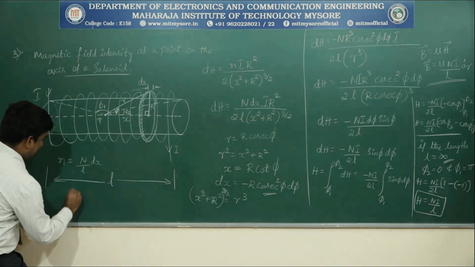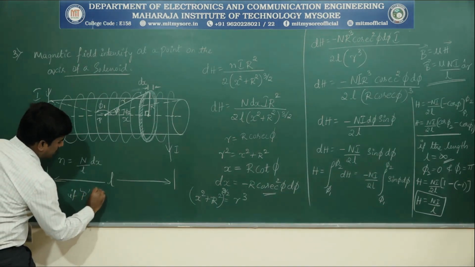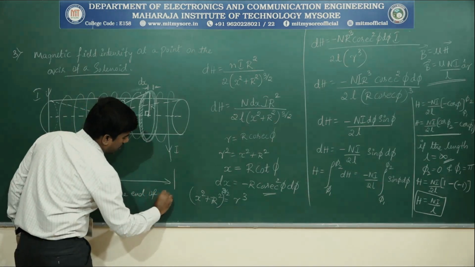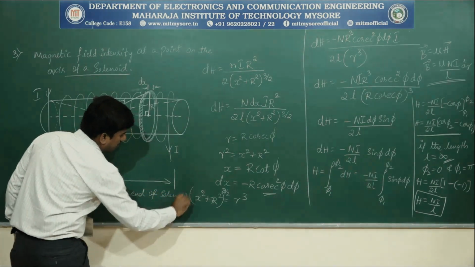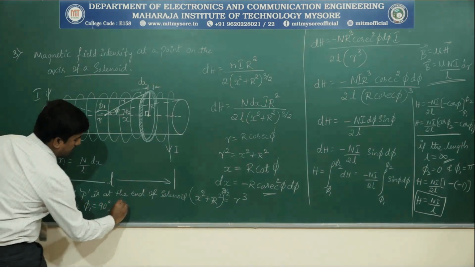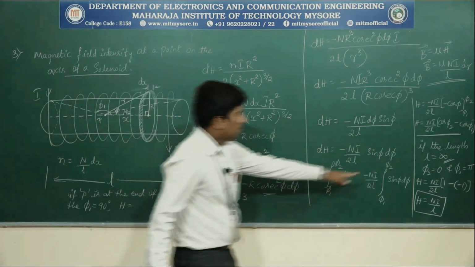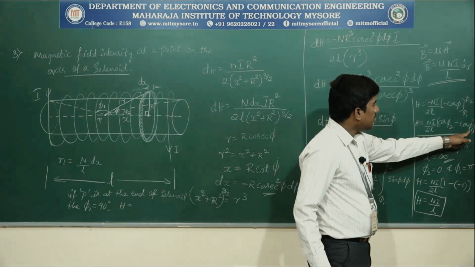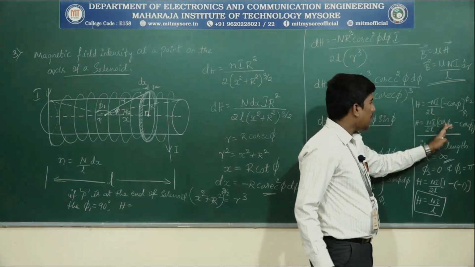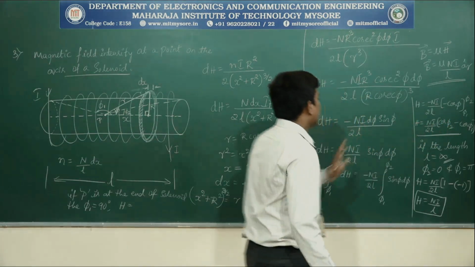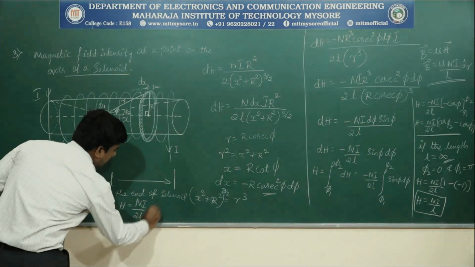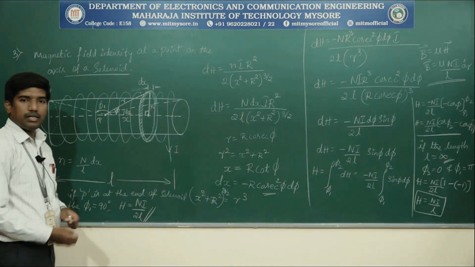Let me write here. If point P is at the end of the solenoid, then phi 1 is equal to 90 degrees. Then the equation for H becomes, look at this equation. When phi 1 is equal to 90 degrees, cos 90 is 0, phi 2 remains the same as 0, cos 0 is 1. Therefore, H is equal to n into I divided by 2L. That's it. This is the equation for another special case.